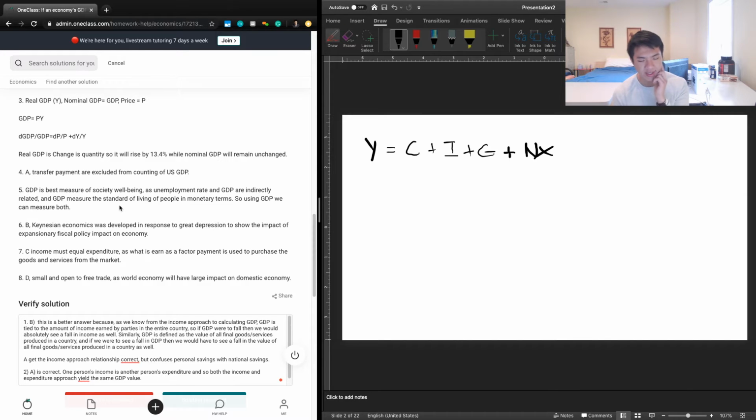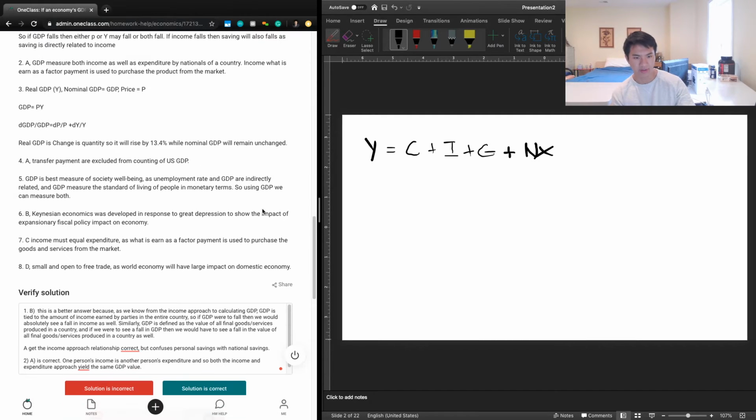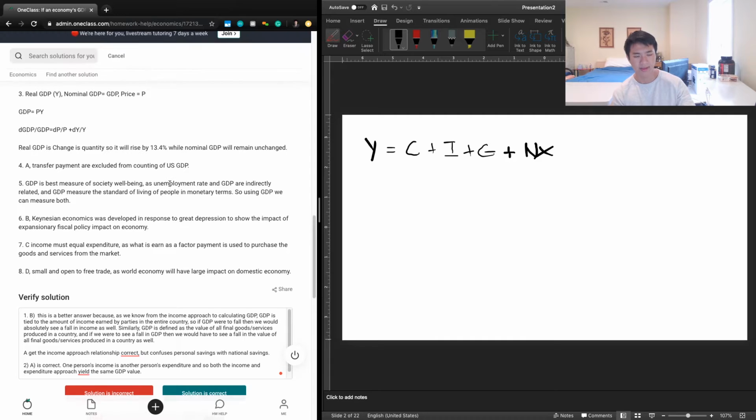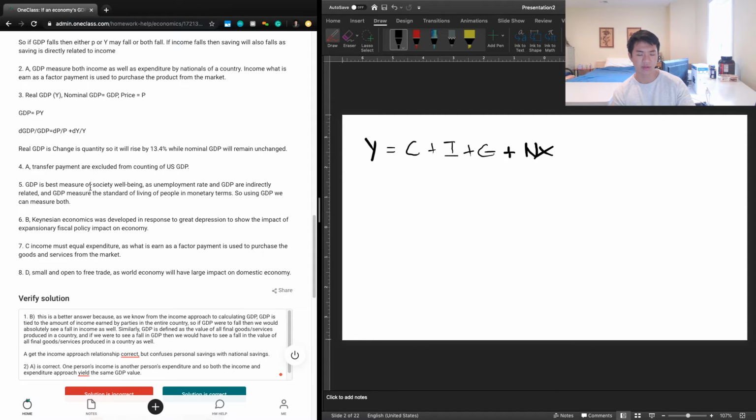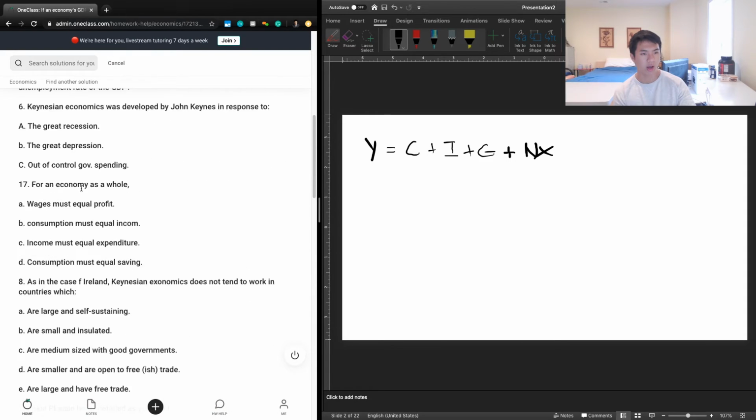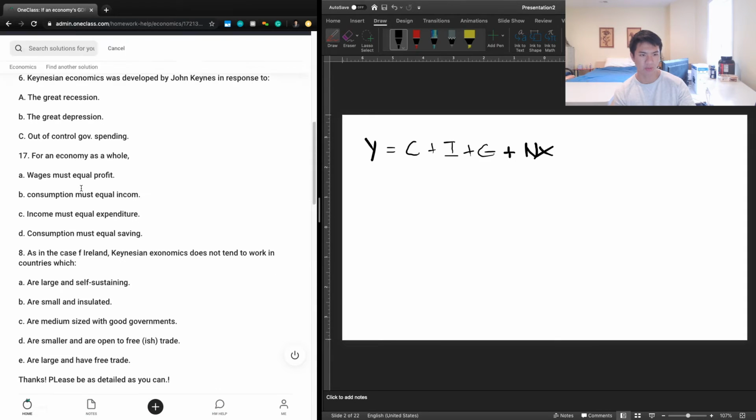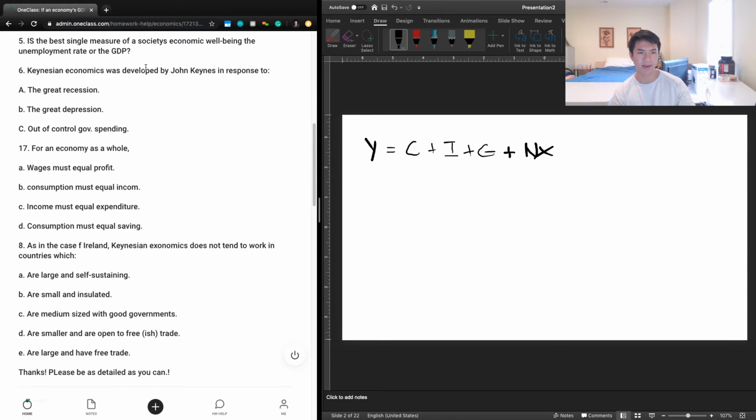GDP is the best measure of societal well-being as unemployment rate and GDP are indirectly related, and GDP measures the standard of living of people in monetary terms. So using GDP, we can measure both. And so that is very accurate as well. If GDP is declining, the likelihood is that unemployment rate is high, and vice versa. And so GDP, again, is the go-to measure of the standard of living in countries as well. With all these things being said, we think that GDP would most likely be the best single measure of a society's economic well-being.